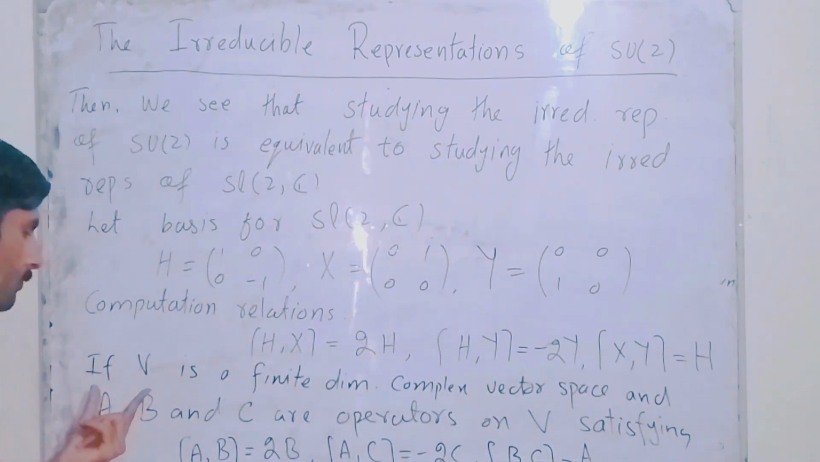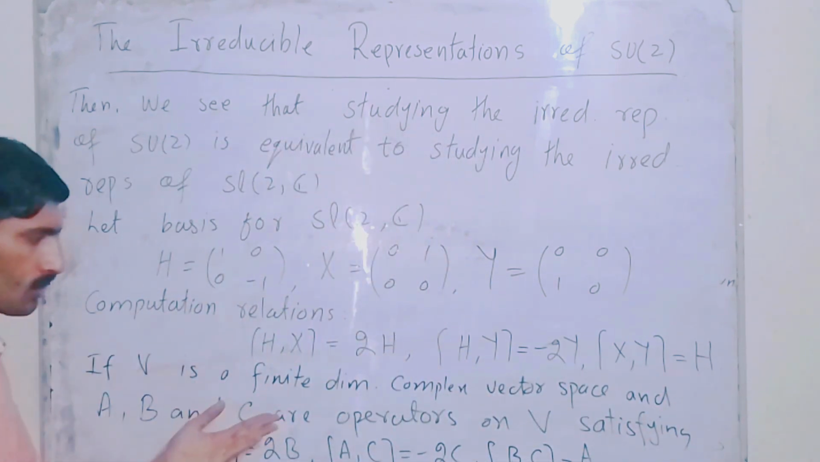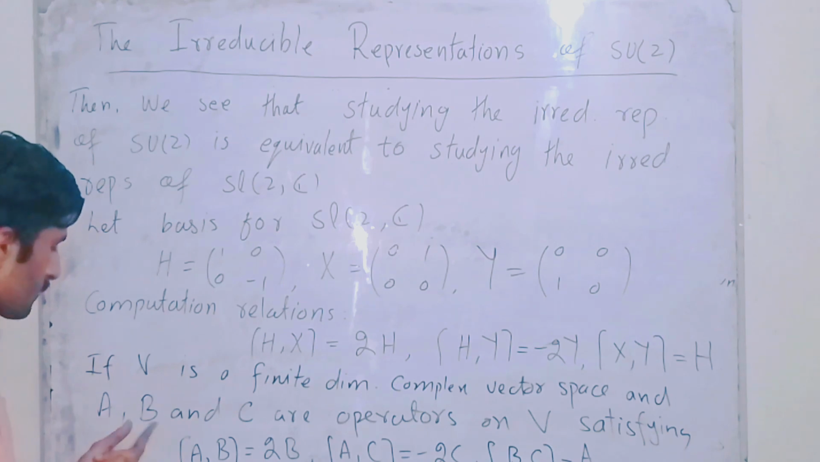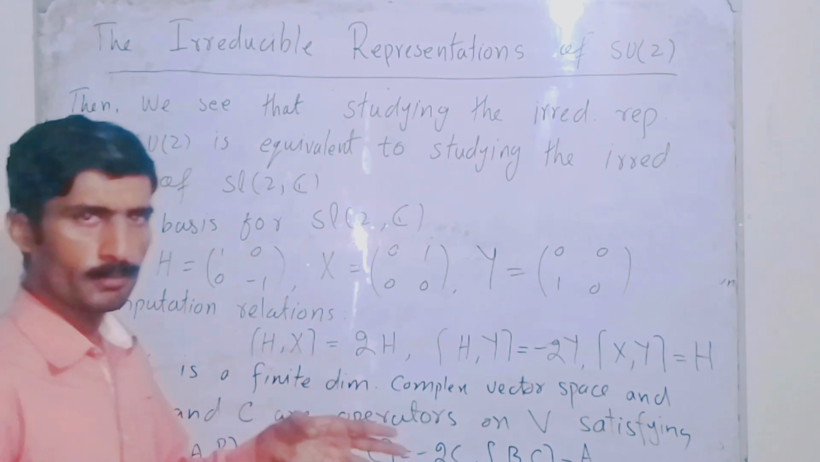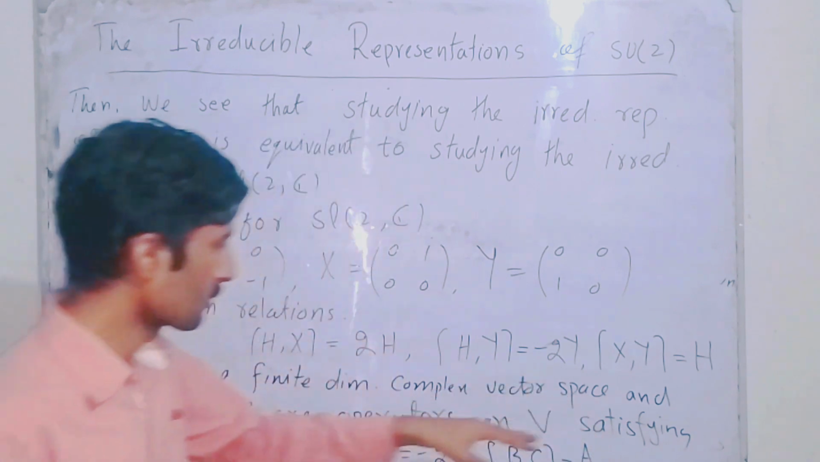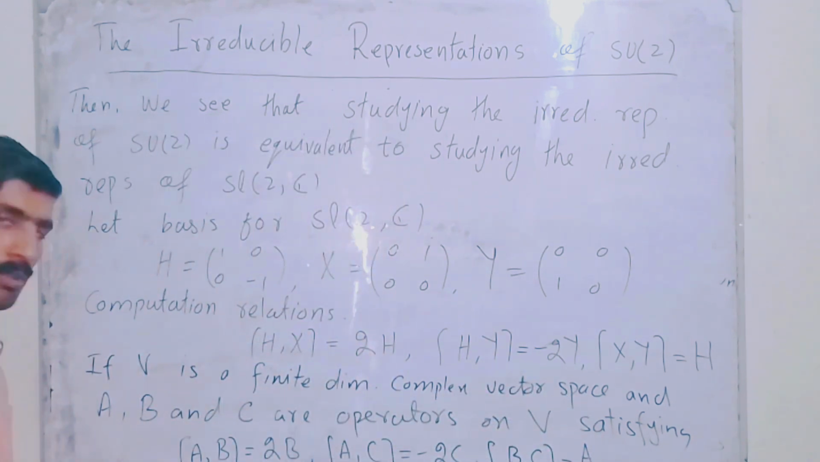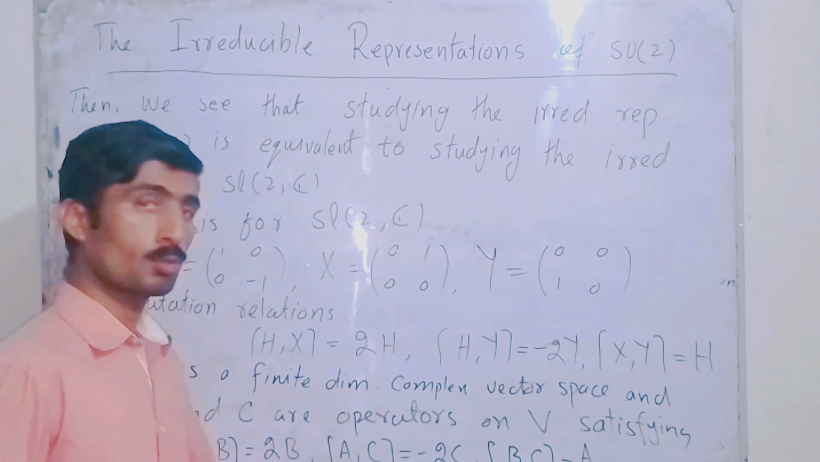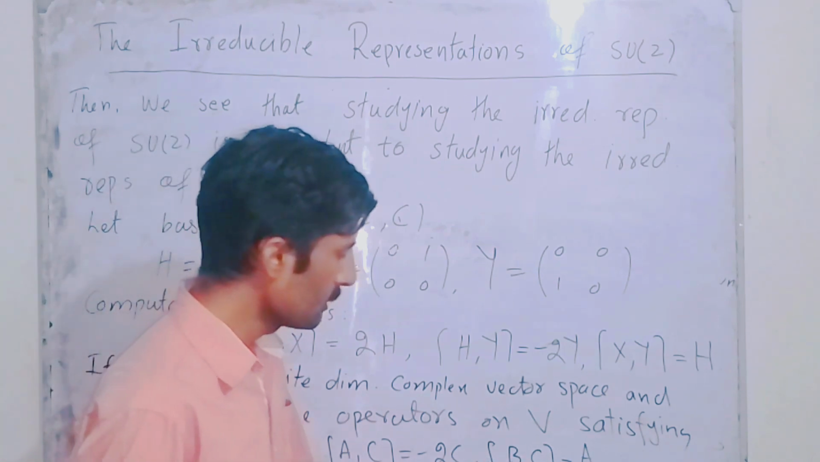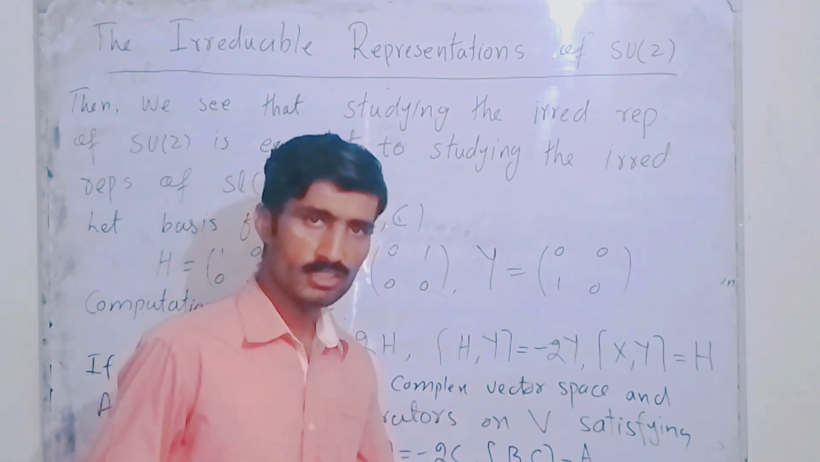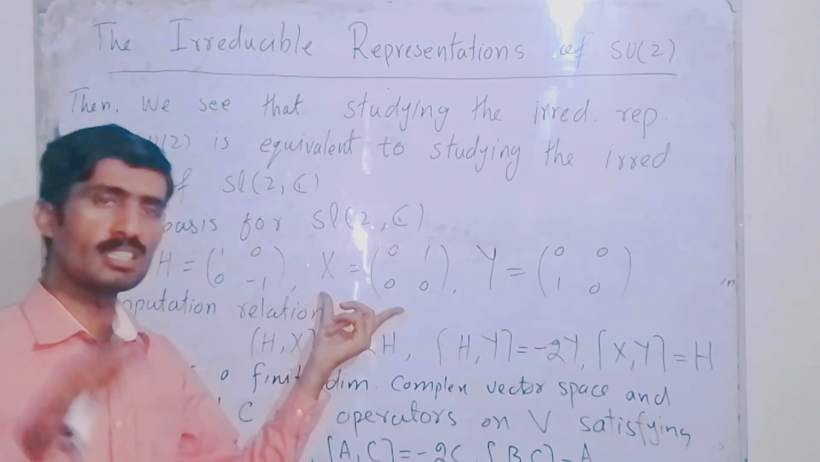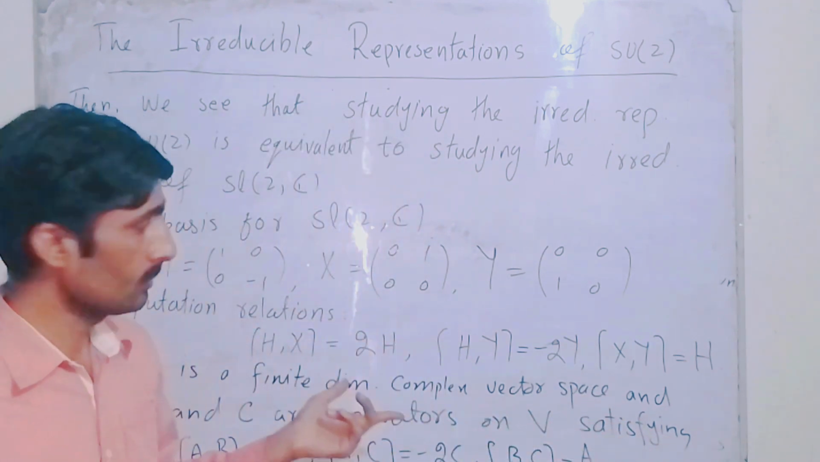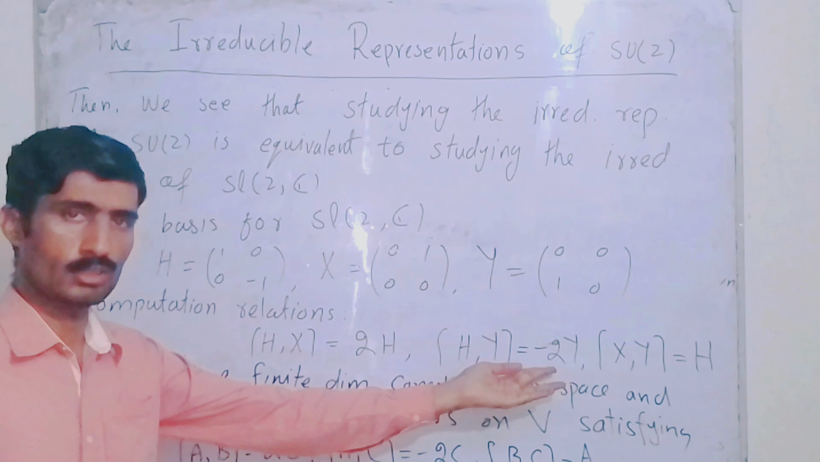Next, if V is a finite dimensional complex vector space, if V is a finite dimensional complex representation, and A, B and C are operators on V, satisfying the relations that the bracket of A and B is equal to 2B, and the commutation relation of A and C is equal to minus 2C, and the commutation relation of B and C is equal to A, right? It means that here we take the three basis elements of sl2 over c, the set of complex matrices, and here are the commutation relations of this, right?